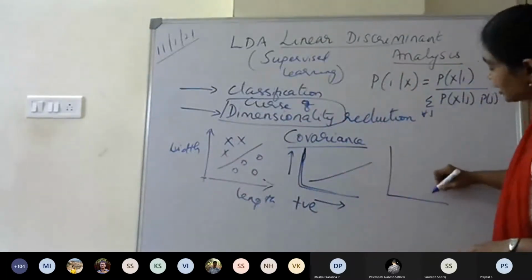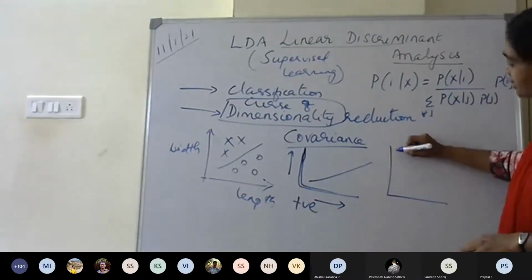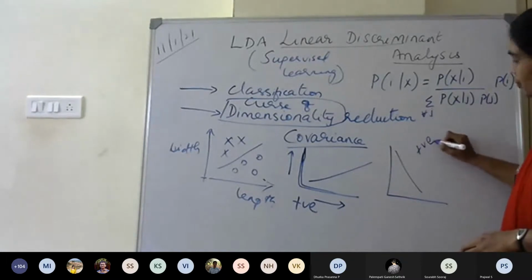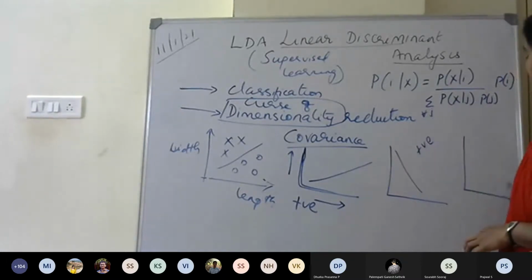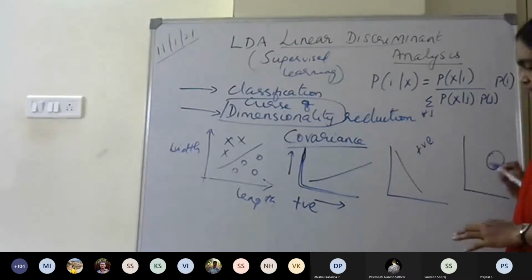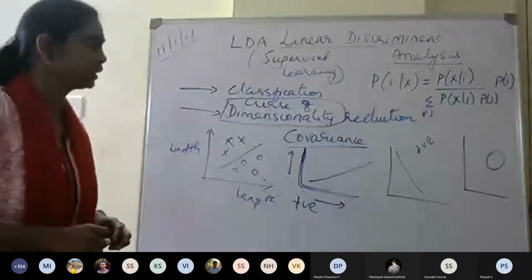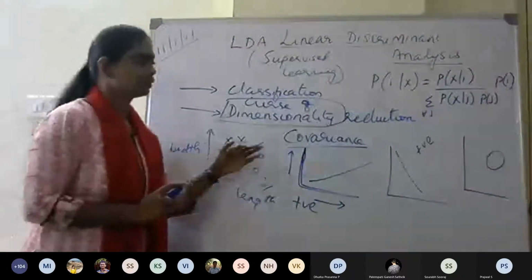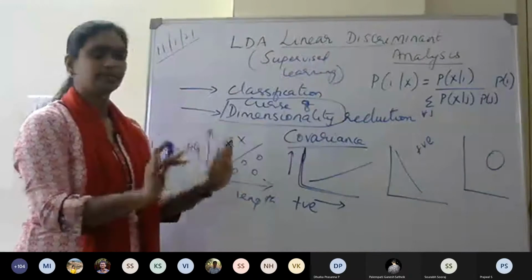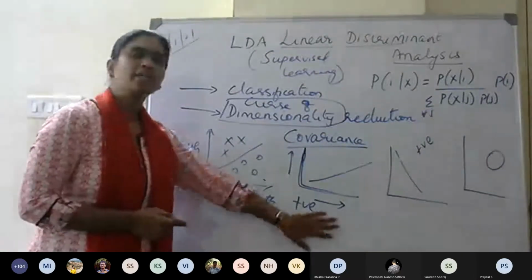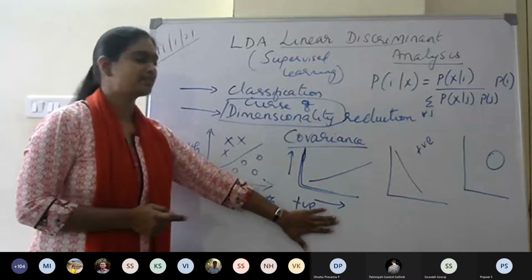Suppose when the length is increasing, if the width is decreasing, then it will be like this. This is said to be a negative covariance. Another one is there will not be any change irrespective of increase or decrease. Both will not have any change. It will be like that. Okay. So now we are talking only about the trend between the variables, not about the magnitude.